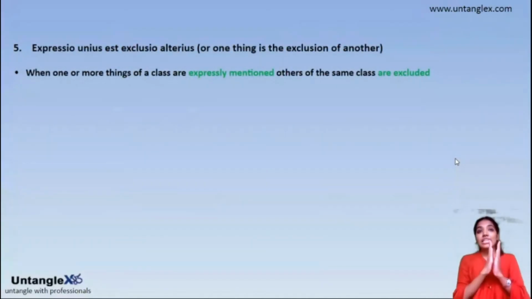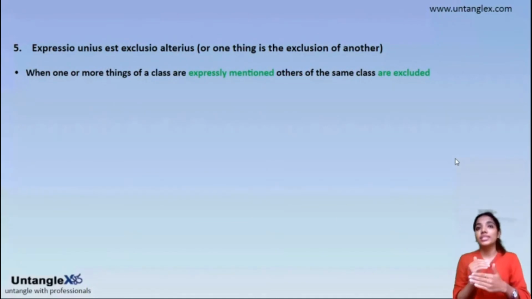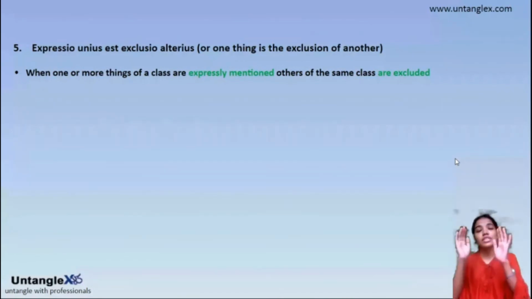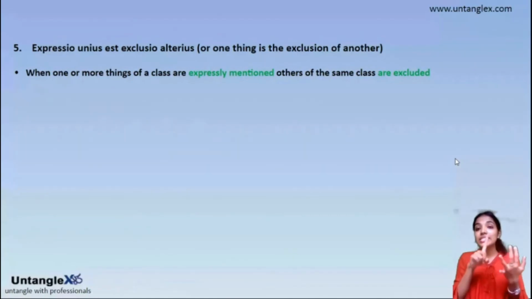Then we have Expressio unius est exclusio alterius, or the expression of one thing is the exclusion of another. That means if specific words of a class are mentioned, then the rest of the class is excluded. I will tell you by an example. Just imagine a shop. This shop is open on weekends and public holidays. That means the weekdays are excluded; the shop is closed on weekdays. The same thing applies here also.